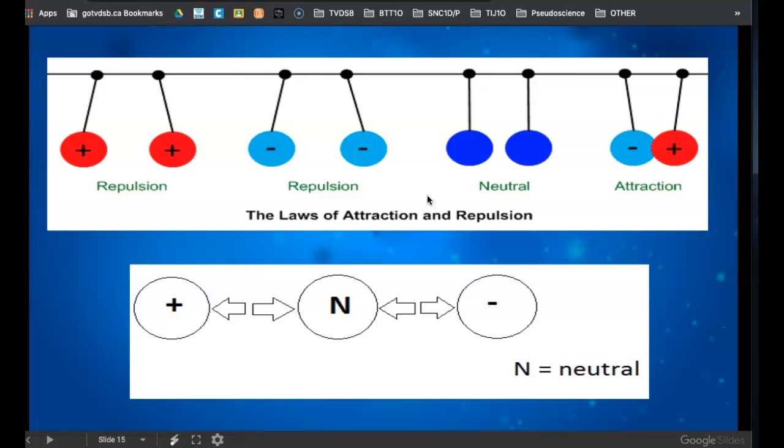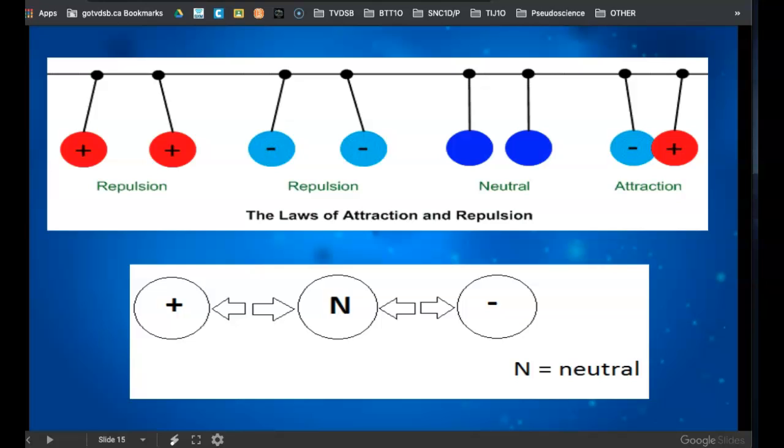All right? Now, here are our laws as a summary. We've got repulsion. So if I have two positively charged objects, they will repel. If I have two negative, they will repel. If I have two neutral, nothing's going to happen. If I have oppositely charged, they're going to attract. And if I have a neutral object, it will be attracted to either a positive or a negative particle.